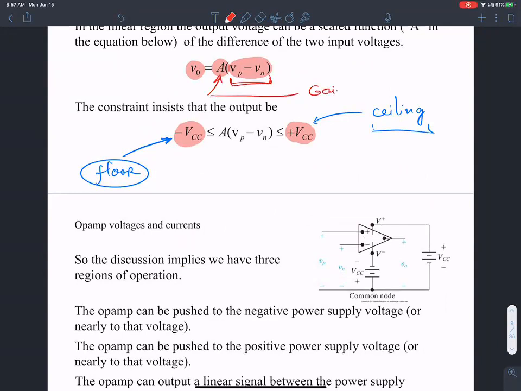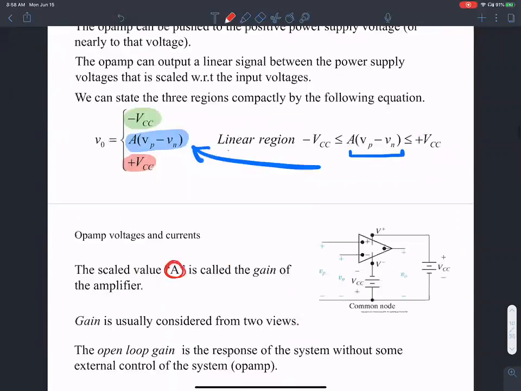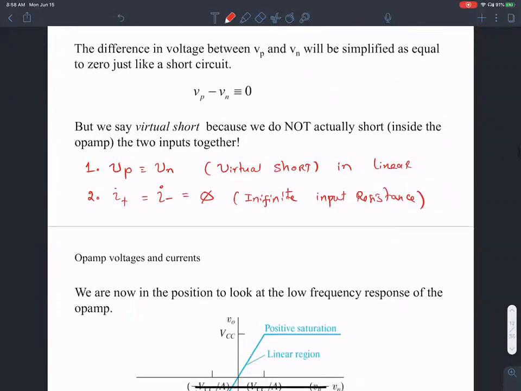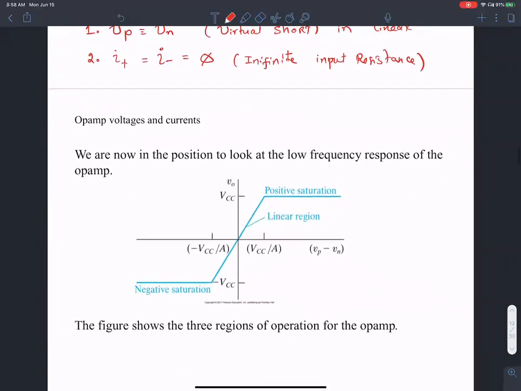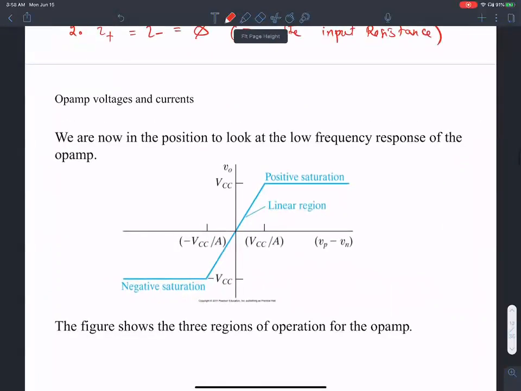That is the gain. So the gain is usually a very large number, 10 to the 4, 10 kilo, 10,000 or 100,000. It's a very large number. Gain is a very, very large number. So when we solve problems, here is the idea of positive and negative saturation.